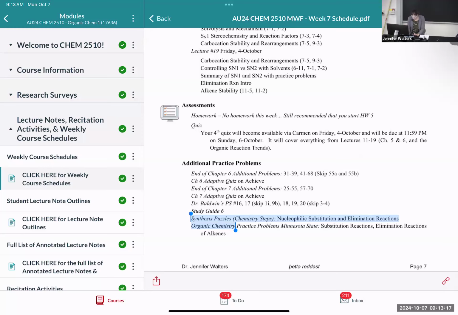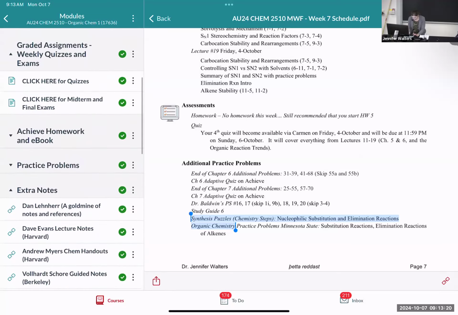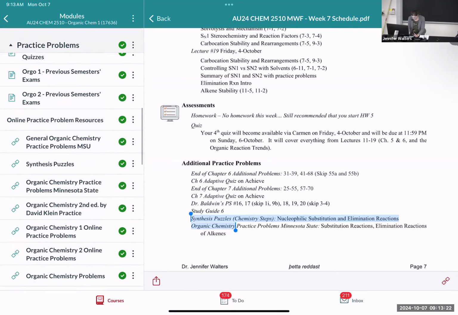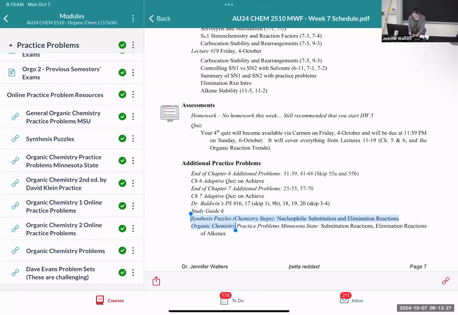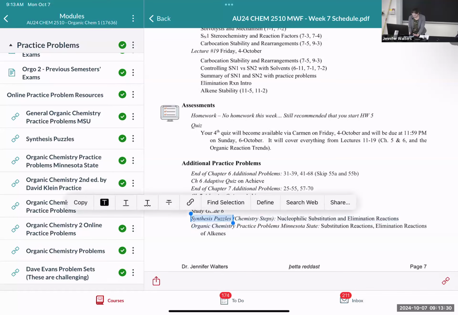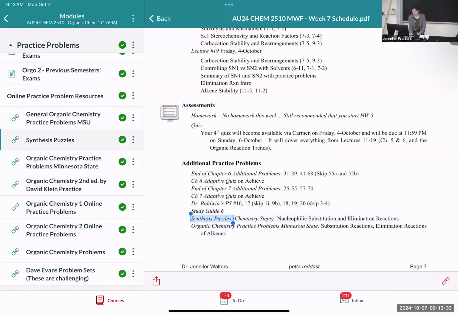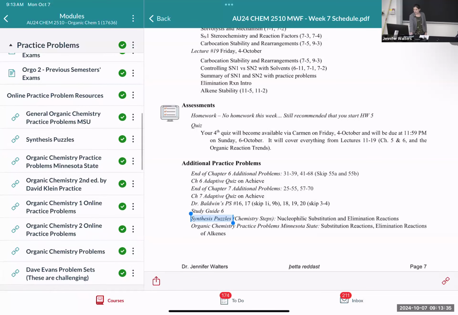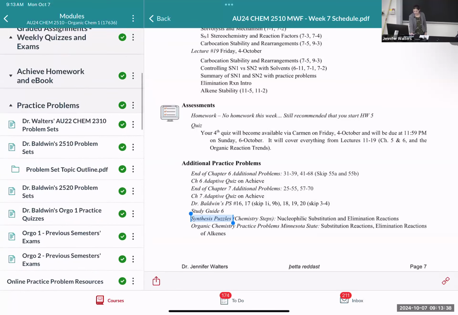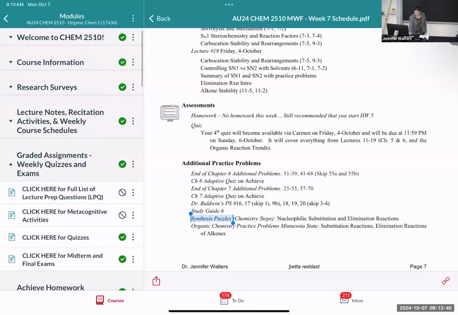All of these are found under the practice problem module. That's where you find all of these. The online practice problems are linked over here. The synthesis puzzle one is here for the synthesis puzzle. That's where you can find those extra practice problems. I just wanted to remind you that that resource exists, and especially as we get into harder problems and harder topics, more practice is going to make sure that you perform better, especially coming into the next exam.